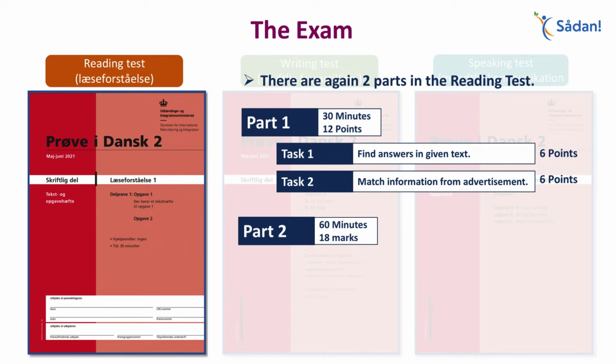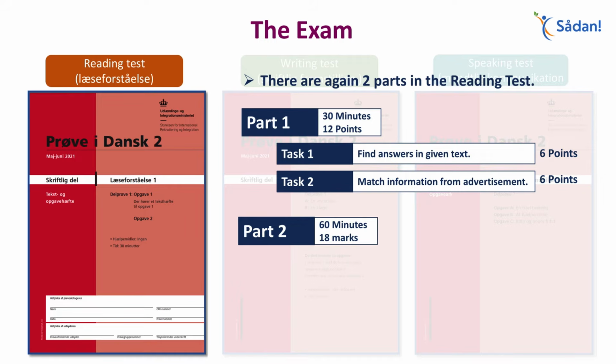In Task 2, you need to match the information in the given question. There are generally advertisements like you see in a local newspaper and some information will be missing. You need to match the correct information to given options. There are 6 questions on this which carry a total of 6 points.